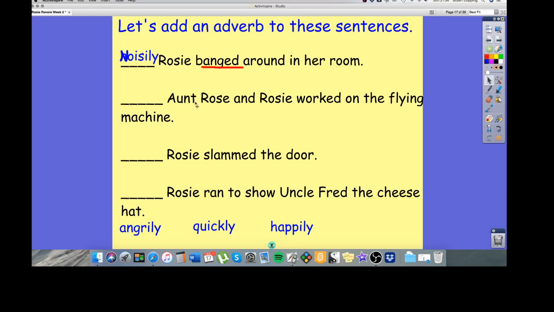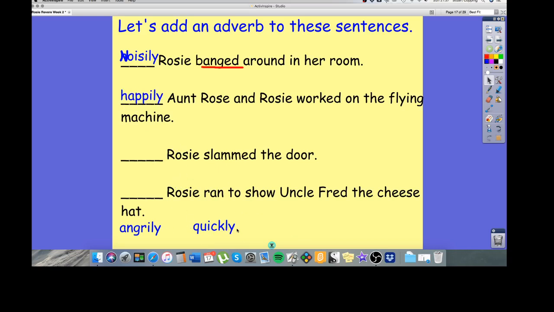Something Aunt Rose and Rosie worked on the flying machine. Did they angrily, Aunt Rose and Rosie, work on the flying machine? Quickly, Aunt Rose and Rosie worked on the flying machine? Or happily, Aunt Rose and Rosie worked on the flying machine? 5 seconds, which one do you think it is? Okay, it's happily. You could have had quickly, but happily is the one I was choosing.